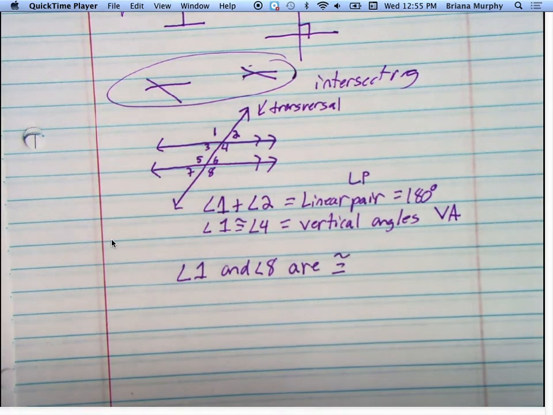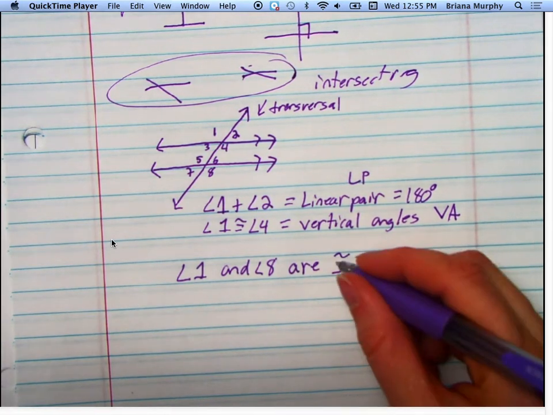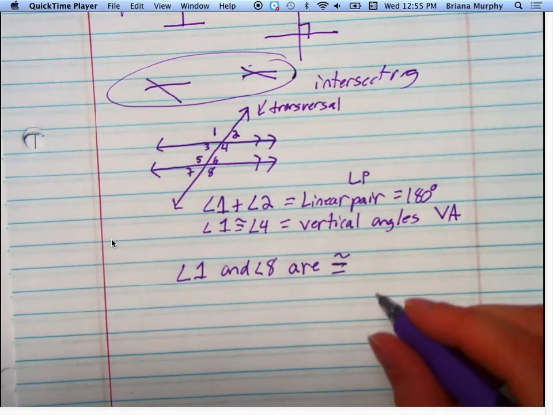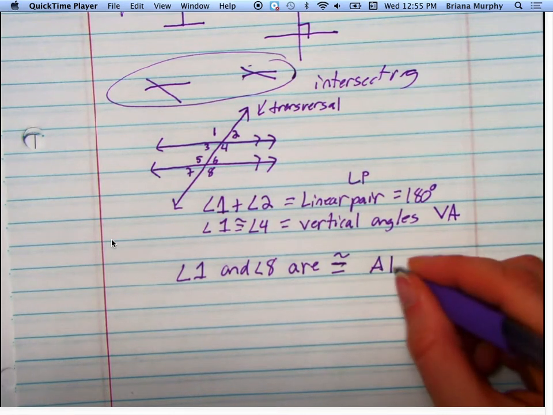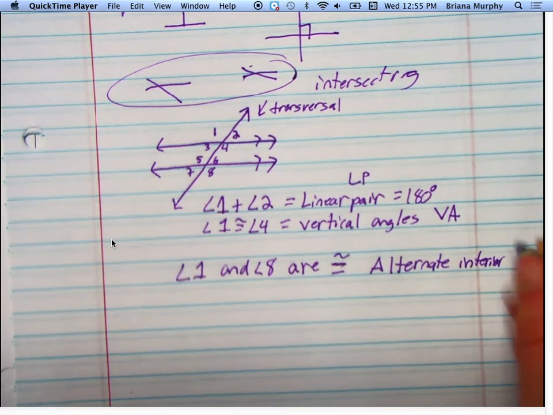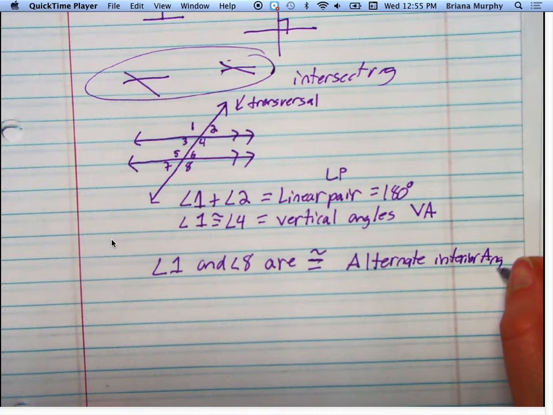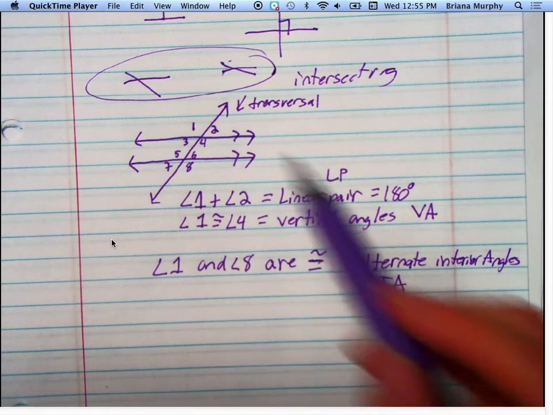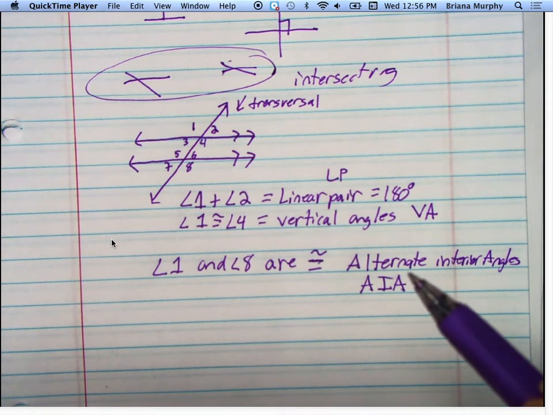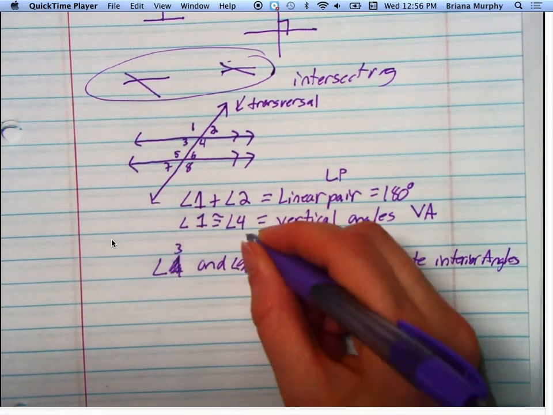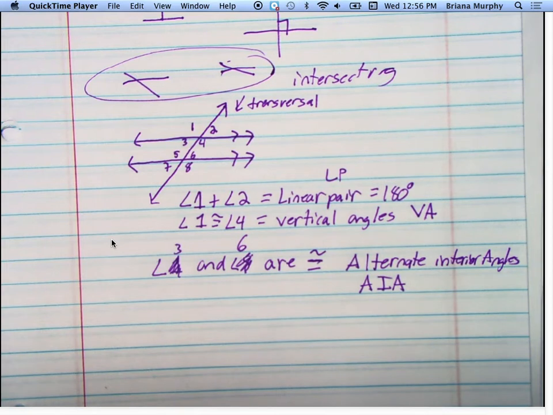Congruent means equals, right? But it's usually the geometry term. We usually say two numbers are equal and two things are congruent. It is alternate interior angles. And we shorten it as calling it AIA. 3 and 6 is what I mean. Sorry. See how they're inside the two parallel lines? And they're across from each other? It's alternate interior.